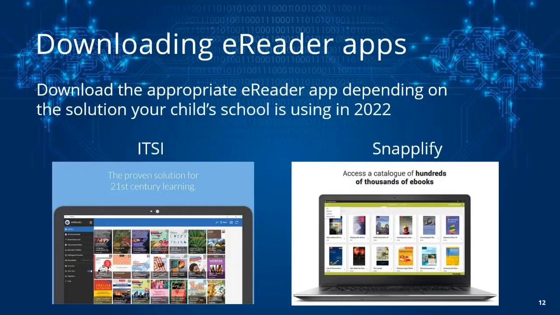Then we've got our e-reader apps. So depending on the school, every school is different. They've decided what works best for their school. But our two main platforms in terms of digital textbooks is ITSI or Optimi and Snaplify. So this also needs to be downloaded as an application on the learner's device, which just makes it easier for the learners to access their textbooks offline. So if they're working at home and there isn't Wi-Fi or connectivity, they're still able to access their textbooks.